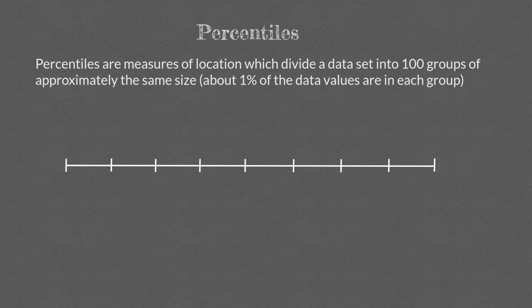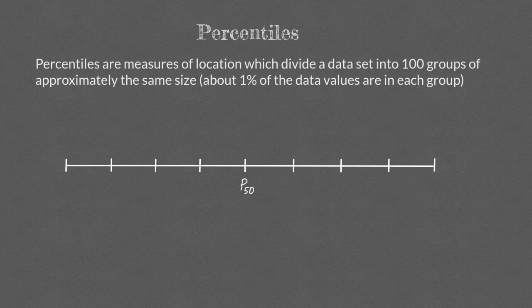If we envision all of our data values falling on some sort of number line, we would place the 50th percentile right here in the middle. What that means is that 50% of the data falls below whatever this data value is, and 50% of the data falls above.